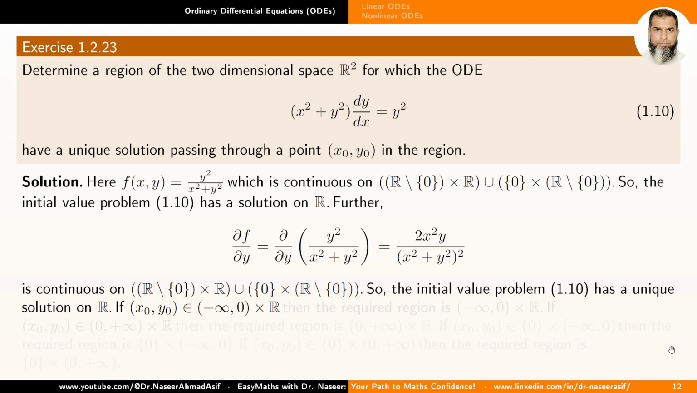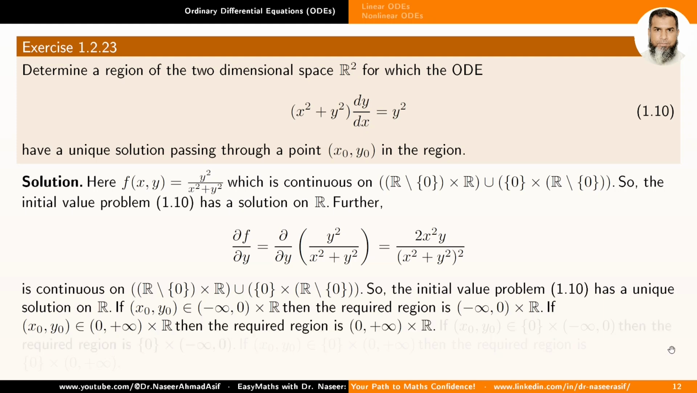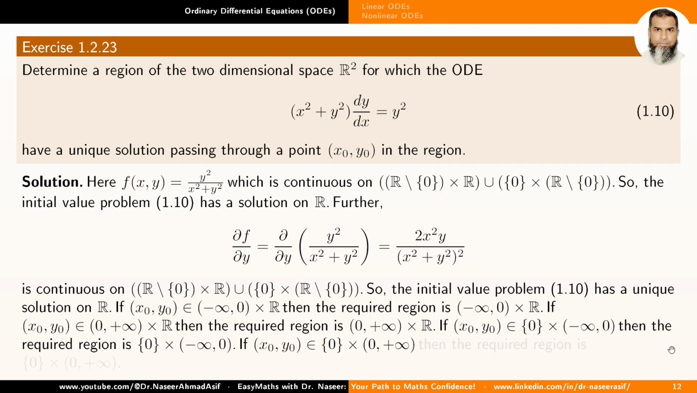If (x naught, y naught) belongs to (minus infinity, 0) open interval cross R, then the required region is (minus infinity, 0) cross R. If (x naught, y naught) belongs to (0, plus infinity) cross R, then the required region is (0, plus infinity) cross R. If (x naught, y naught) belongs to 0 cross (minus infinity, 0) open interval, then the required region is 0 cross (minus infinity, 0) open interval. If (x naught, y naught) belongs to 0 cross (0, plus infinity) open interval, then the required region is 0 cross (0, plus infinity) open interval.